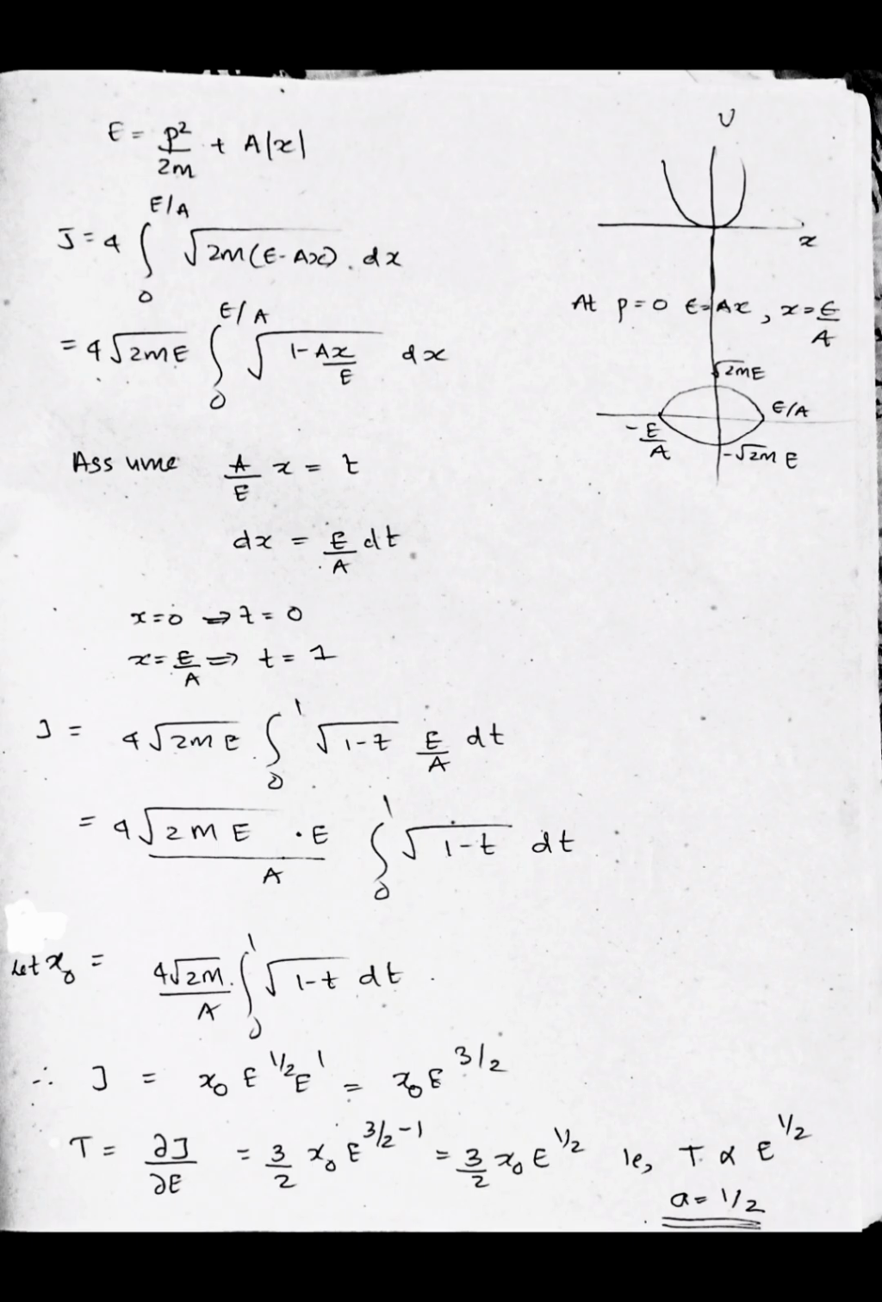From here we can calculate the time period as dou J by dou E, that is 3 by 2 x naught E raised to 3 by 2 minus 1, that is 3 by 2 x naught E raised to 1 by 2. So from here we understood that the time period is proportional to E raised to 1 by 2, then the power of E is half. So that we can say the value of a is half. The answer is half.